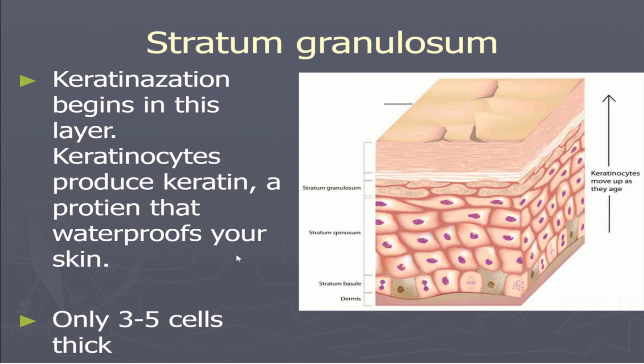Stratum granulosum. So this is where we have keratinocytes working. This is where they're most physiologically active. And what keratinocytes are going to do is produce keratin and pump that into the surrounding cells. As the keratinocytes produce keratin, keratin actually kills off the cell. So as the cell fills up with keratin, it actually dies. And once the cell is fully filled with keratin, it will no longer be a living cell. And this is only 3 to 5 cells thick, so you can start to see how we're getting real thin here.